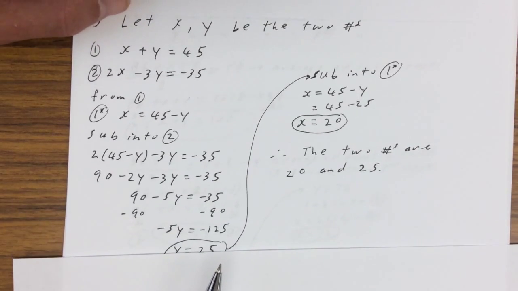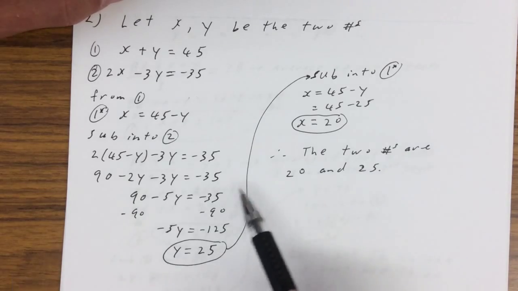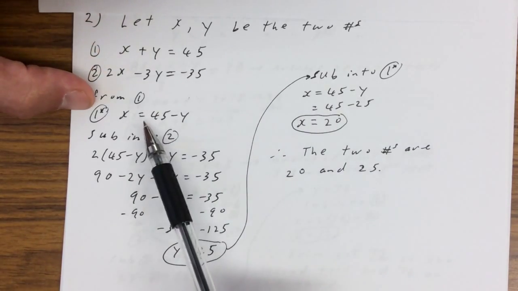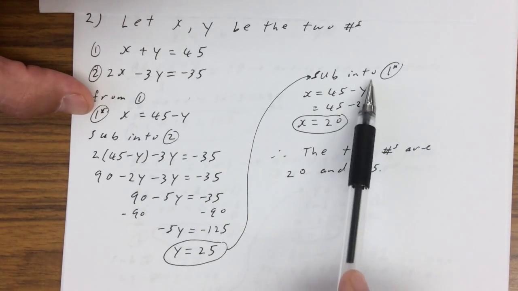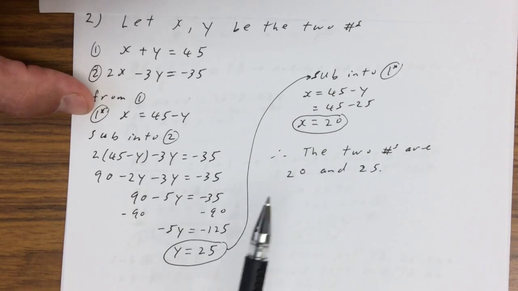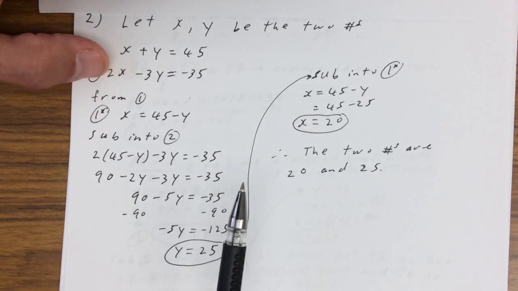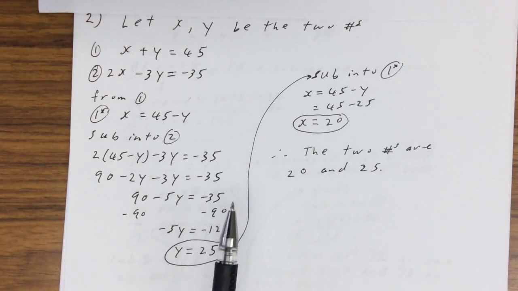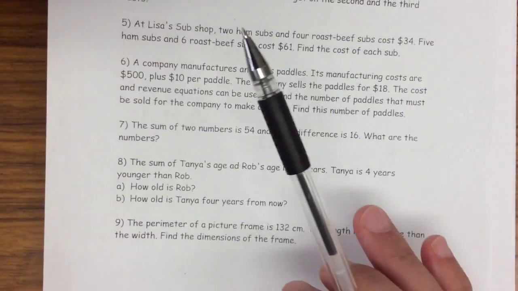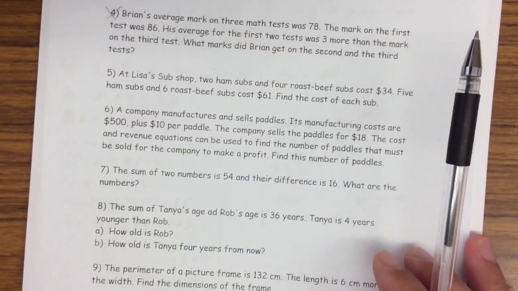So the first number is going to be 25. How do you get the second number? Well, you sub the y into the equation for x, and you're able to solve for x equal to 20. So the two numbers are 20 and 25. All right, next question, let's take a look here, is question 3.